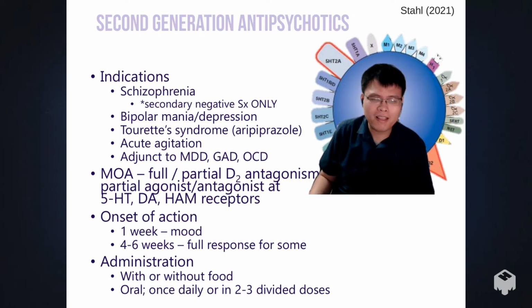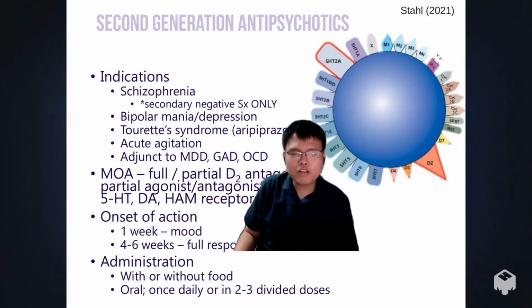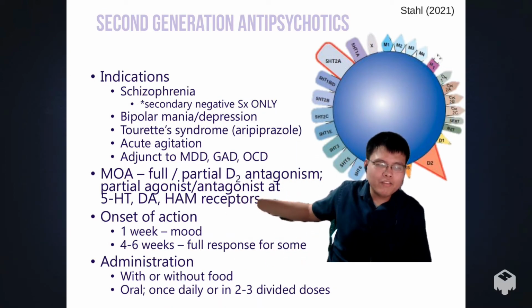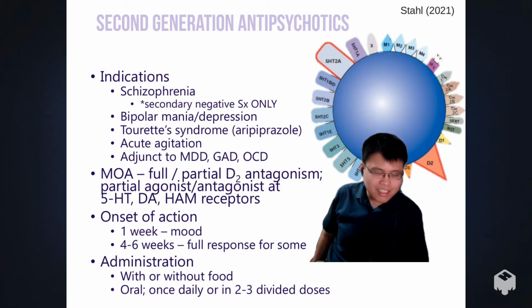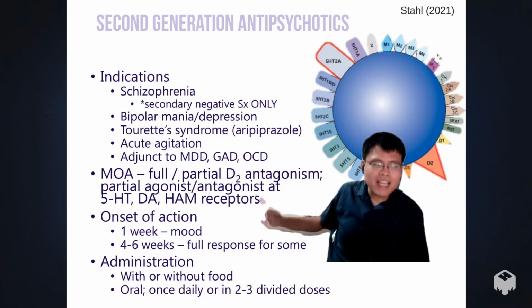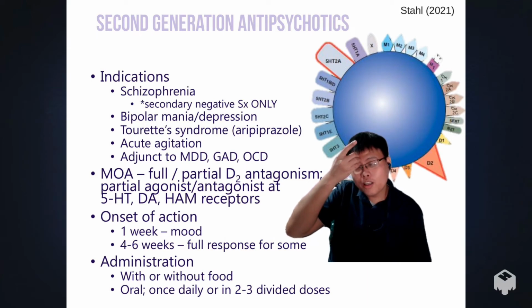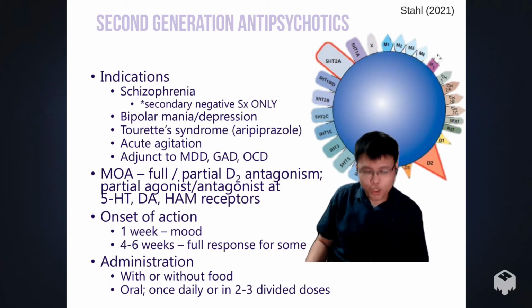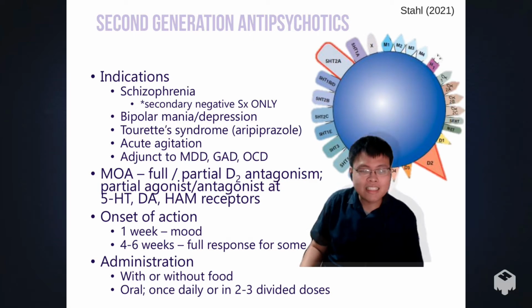Okay, so it depends. MOA: based on neuroscience-based nomenclature, for second gen we call them D2 5-HT receptor antagonists. So those are the main receptors at play. And then for third gen, partial. So again, it's only third gen. That's the partial D2 receptor antagonism on top of the 5-HT receptor antagonism.